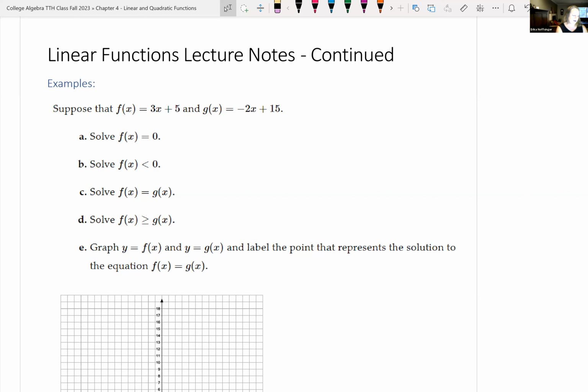And so here we have f of x equal to 0. So we're looking at our f of x function, 3x plus 5, setting it equal to 0 and solving. We can get x by itself by subtracting 5 on both sides. So we have 3x equal to negative 5, and then dividing through by 3, we get x equal to negative 5/3.